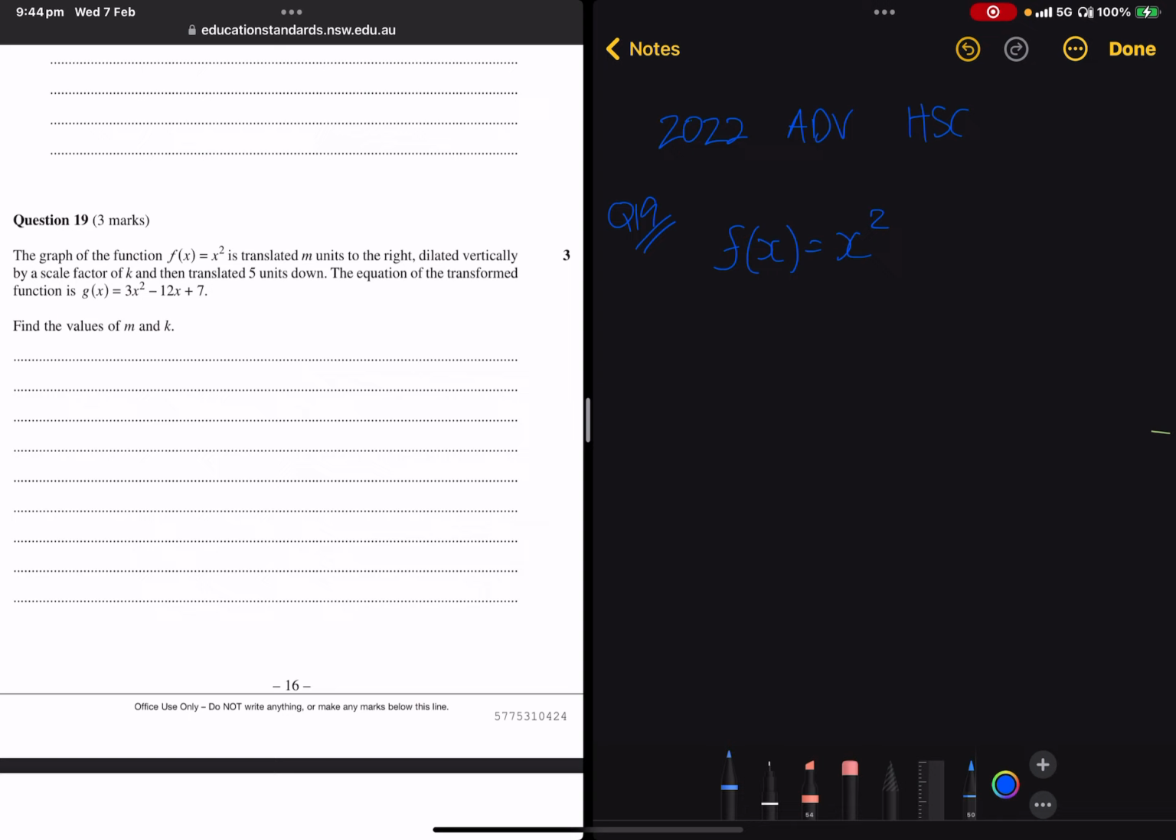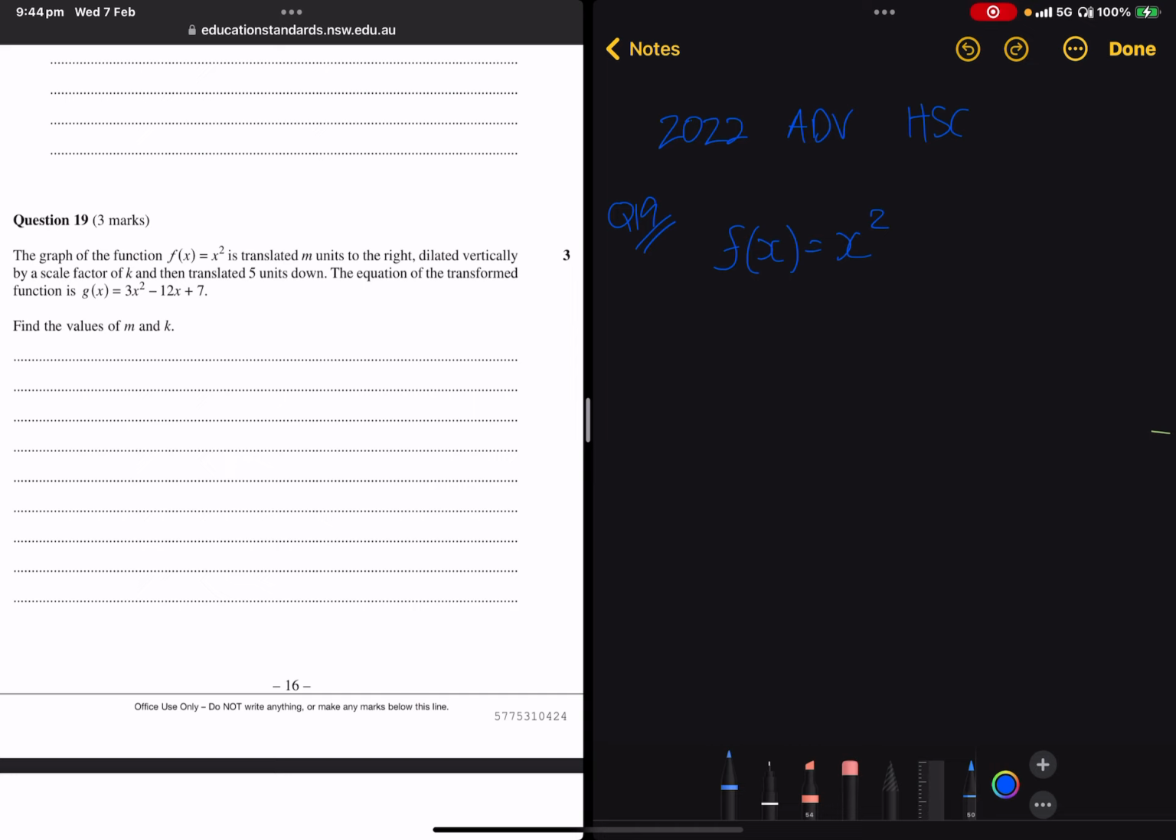The equation of the transformed function is given by g of x, which is 3 times x squared minus 12x plus 7. Find m and k. Okay, so we are going to transform this function ourselves, step by step, and then equate it with the g of x function given.